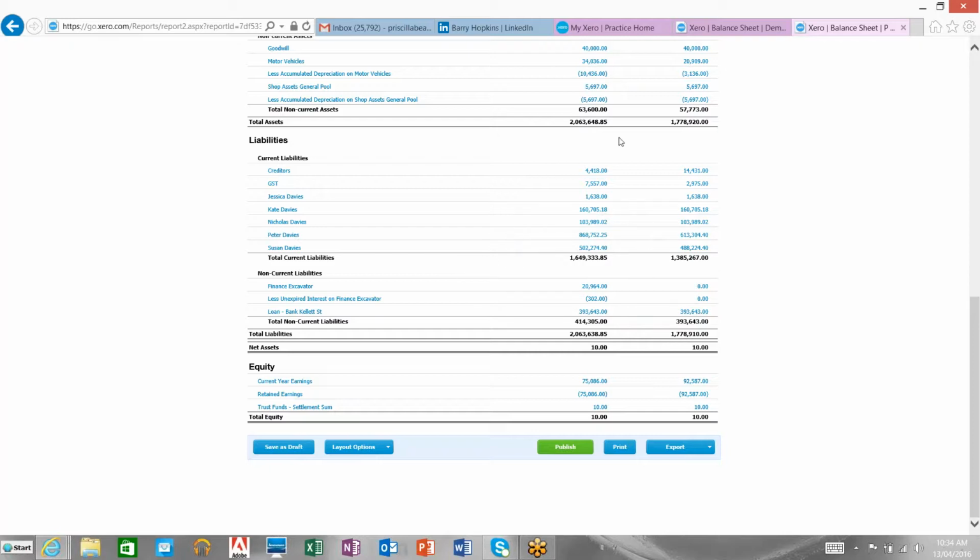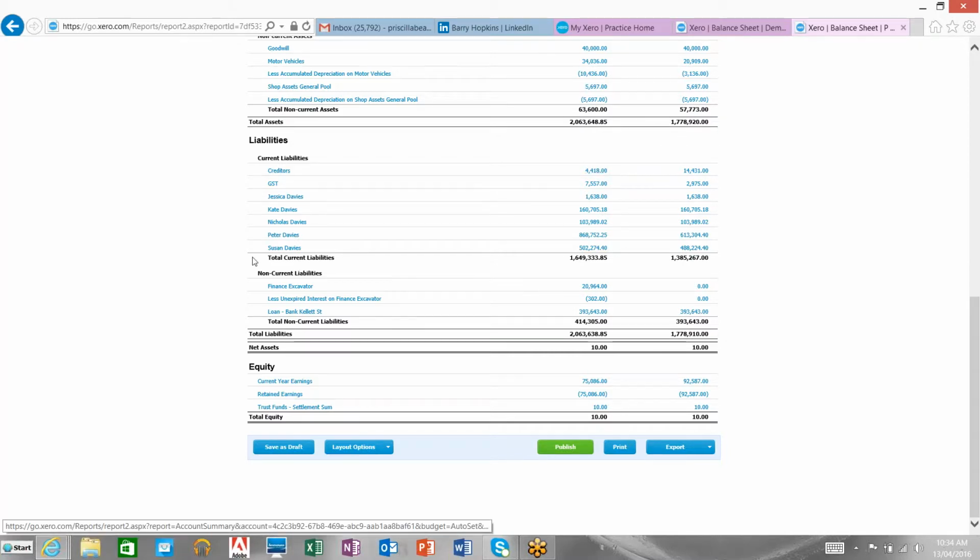All right, so current, how do you understand that? Like GST, for example, it is a current liability because it's due now. It shouldn't be there for longer than this year, 1 year. It has to be paid immediately. Creditors, we expect the creditors to be paid as soon as possible.